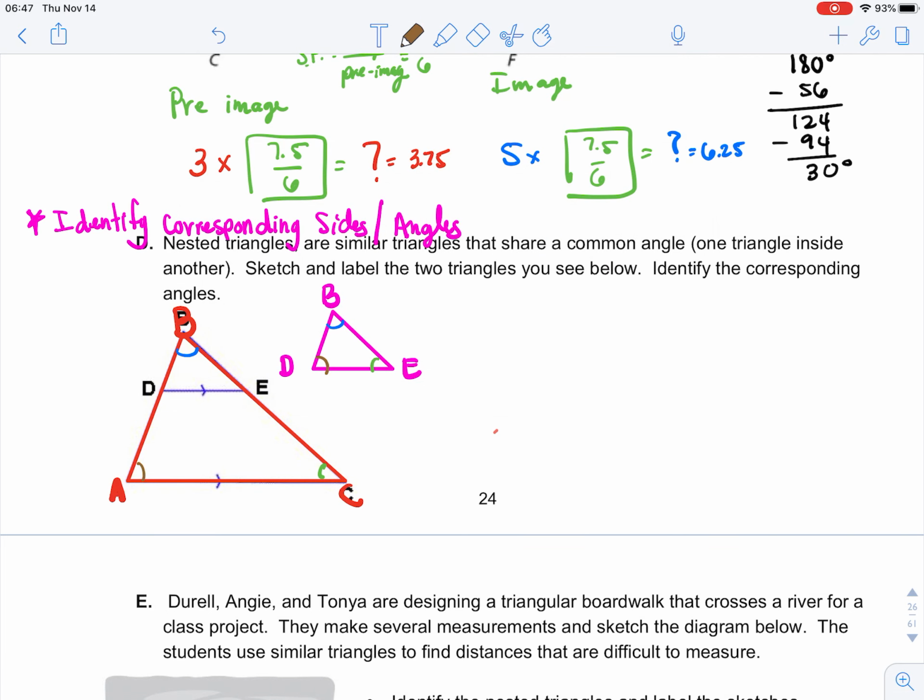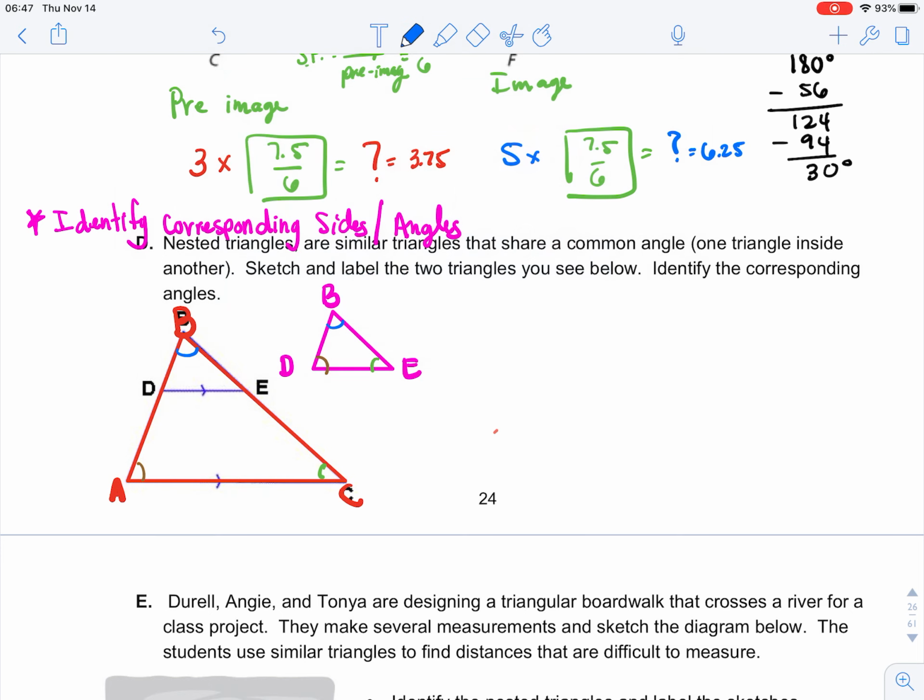Okay. Now, my recommendation is, with nested triangles, where one is inside the other, to make sure that you draw them separately. It's easier to see them in separate spaces. Okay. So it says sketch and label two triangles that you see, identify corresponding angles.